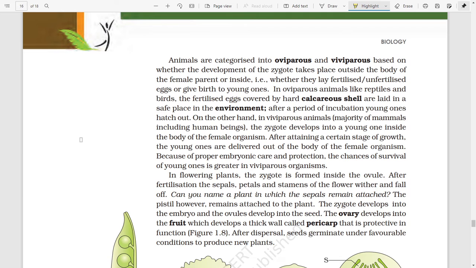Animals are categorized into oviparous and viviparous based on whether the development of the zygote takes place inside the body or outside the body of the female. That means whether they lay fertilized eggs or give birth to young ones. In oviparous animals like reptiles and birds, fertilized eggs covered with hard calcareous shells are laid in a safe environment. After a period of incubation, young ones hatch out.